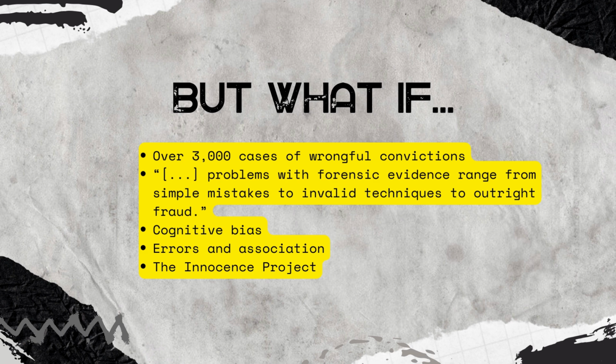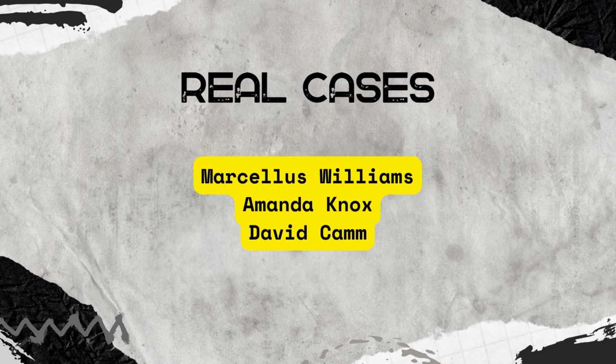And due to all of this, the Innocence Project was created to advocate for individuals who have been wrongfully convicted. And a few examples of those who have been wrongfully convicted include Marcellus Williams, Amanda Knox, and David Camm. These are just 3 out of the thousands of cases. Now, to start off with Marcellus Williams, this is a tragic case in which he was executed on September 24th, 2024. In this case, he was accused of murder.